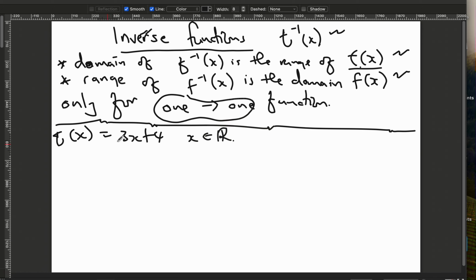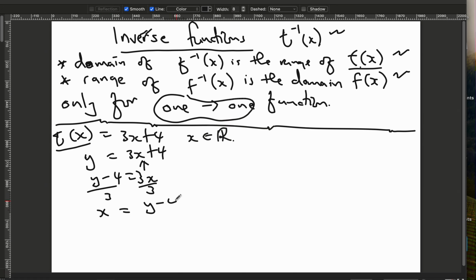Check this out. To find the inverse, you first have to assume that this is y. So I will have this function written as y equals 3x plus 4. What I need to do now is to make x the subject of the formula. Whenever I make x the subject of the formula, I will have obtained my inverse. So here, y minus 4 equals 3x. I will divide this by 3, divide this by 3. So x is the same as y minus 4 divided by 3, right? If I have got to this point, I have now obtained my inverse.